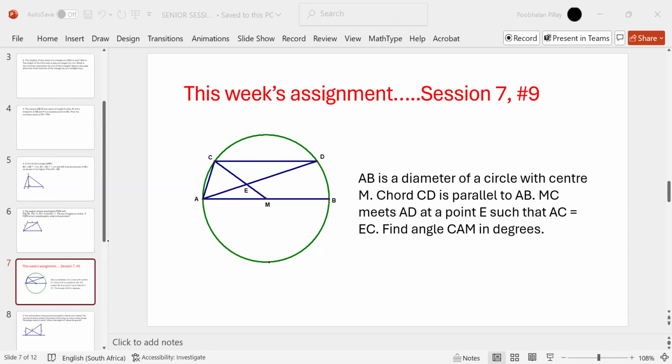And you got lots of radii, MA, MC, MD, MB, right? And when you got that, you got lots of isosceles triangles. So the grade 8 students or the grade 10 students will have to use isosceles triangles and so on to eventually get to the answer, and you can do it. But some other people who know a little bit of circle geometry will be able to find the answer a little bit faster.